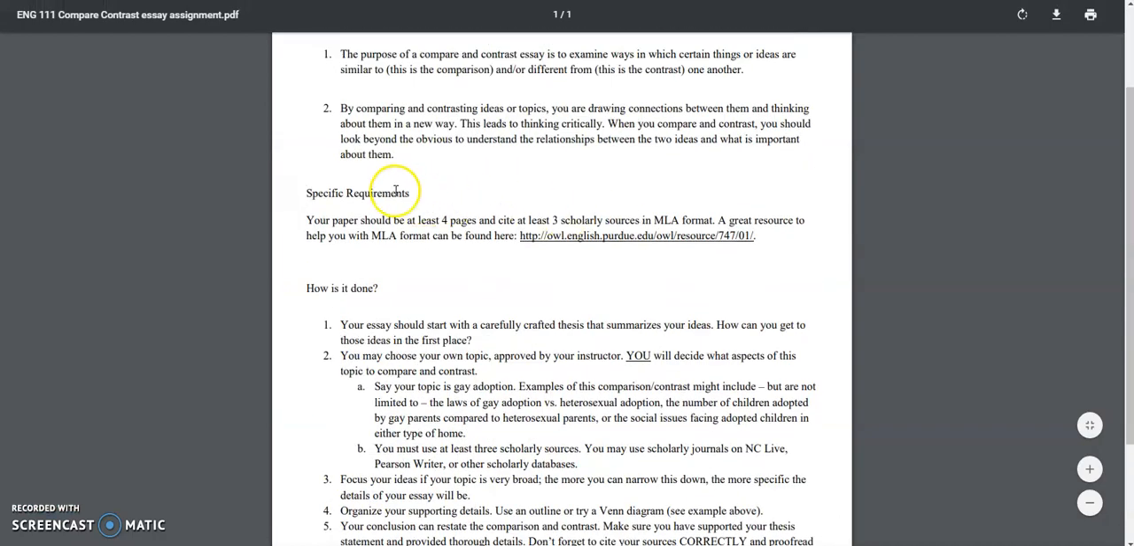Okay. But for this last one, your last paper needs to be at least 4 pages long, and you need to have at least 3 sources.